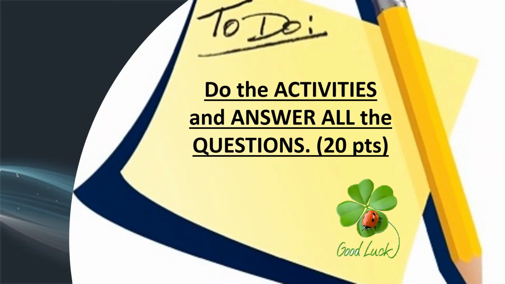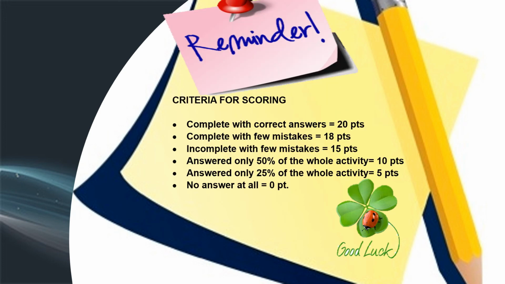Again, do the activities for week 7 and answer all of the questions here. So our total points for week 7 is 20 points. Good luck! Criteria for scoring: complete with correct answers, 20 points; complete with few mistakes, 18 points; incomplete with few mistakes, 15 points; answered only 50% of the whole activity, 10 points; answered only 25% of the whole activity, 5 points; no answer at all, 0.